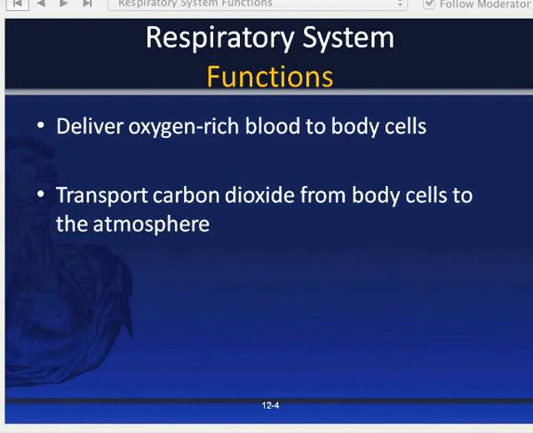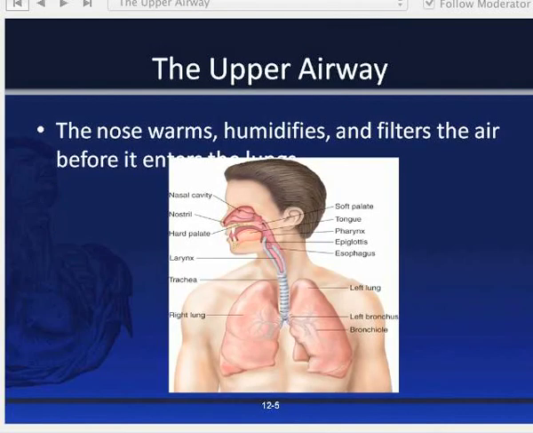It's important to remember when we take in a respiration, the atmospheric oxygen is 21%. When we're exhaling all that carbon dioxide, we're also exhaling 17% oxygen.